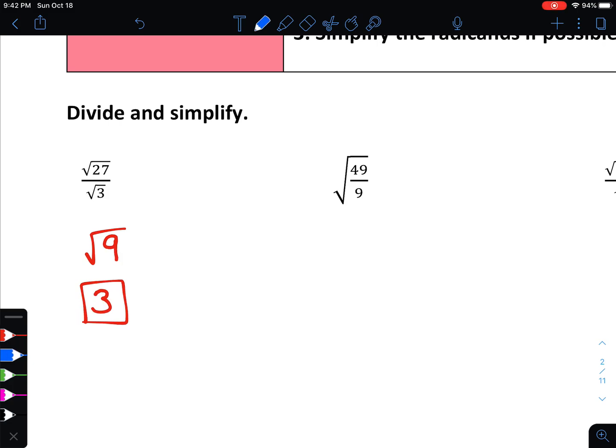All right, for this next one, where we have the square root of 49 over 9, we're going to use that quotient property to rewrite this as the square root of 49 over the square root of 9. So really all you're doing is taking that square root sign and breaking it apart between your numerator and denominator. And then we'll just go ahead and simplify each of those. So the square root of 49 is 7. The square root of 9 is 3. So then our final answer is 7 over 3.